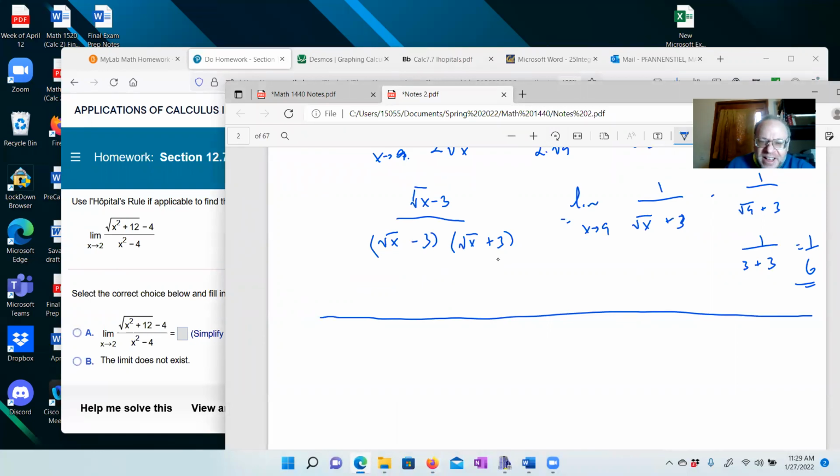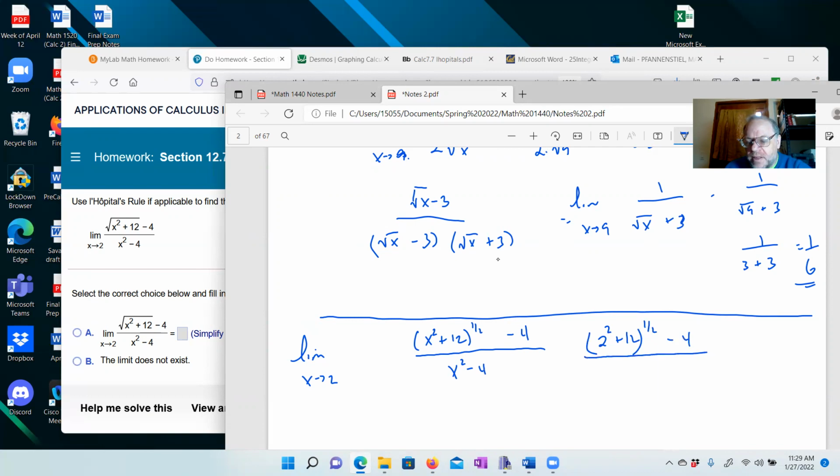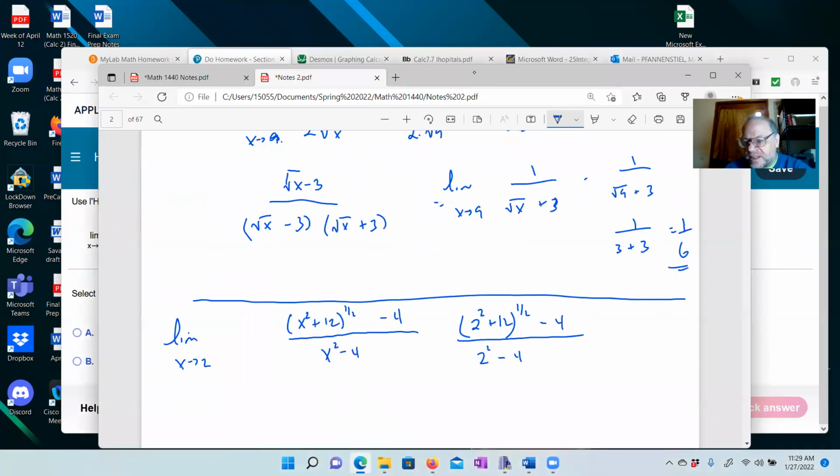Limit as x goes to 2. Okay, we have the square root. Can I write the square root of x squared plus 12 to the 1/2? Because I know we're going to be taking a derivative soon, so we're going to need this. Minus 4, all divided by x squared minus 4. If I plug in 2, we get 2 squared plus 12, 1/2 power, minus 4, divided by 2 squared minus 4. The bottom, it's pretty easy to see, that's 4 minus 4, that's 0.